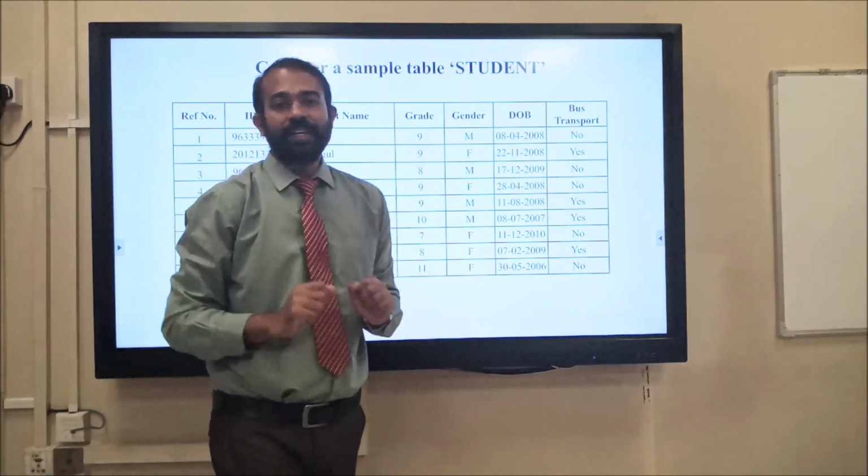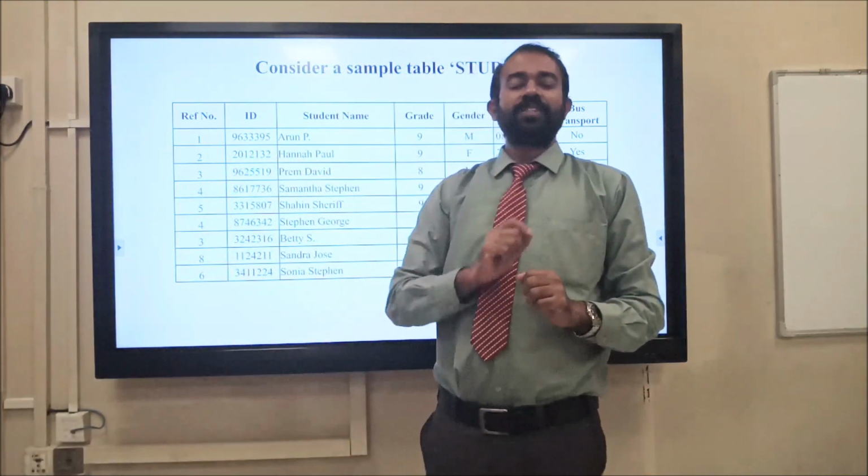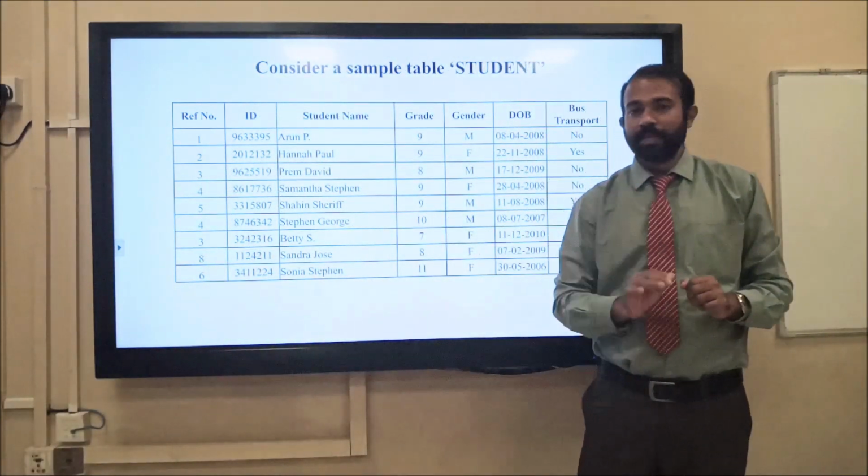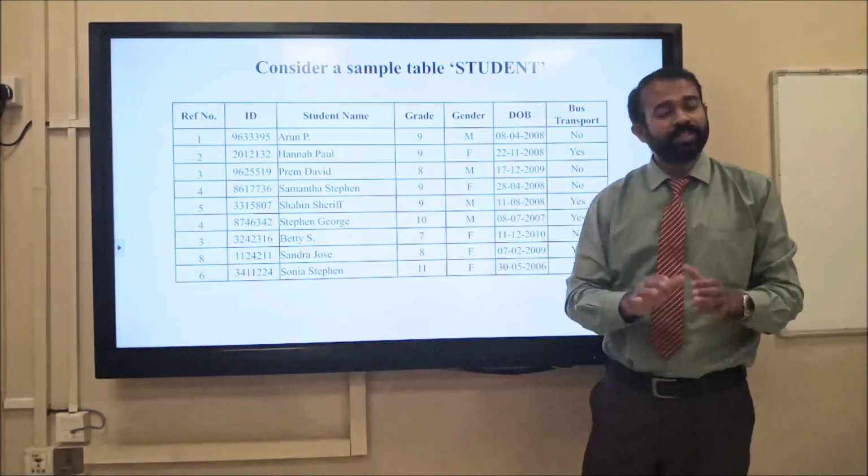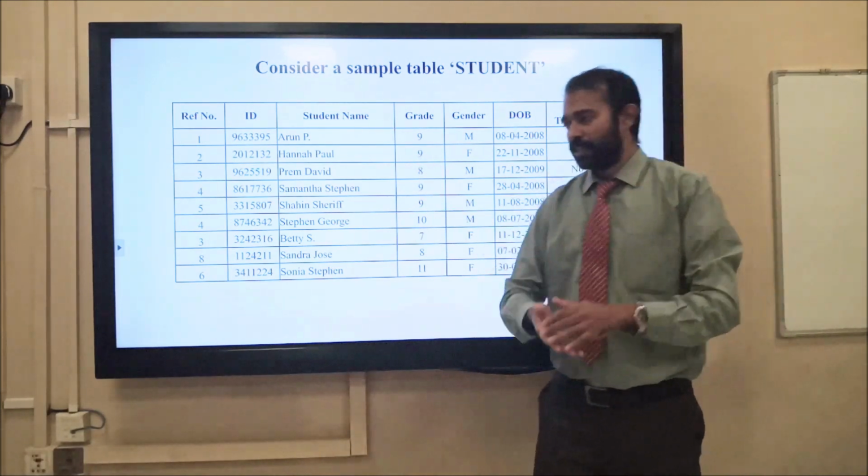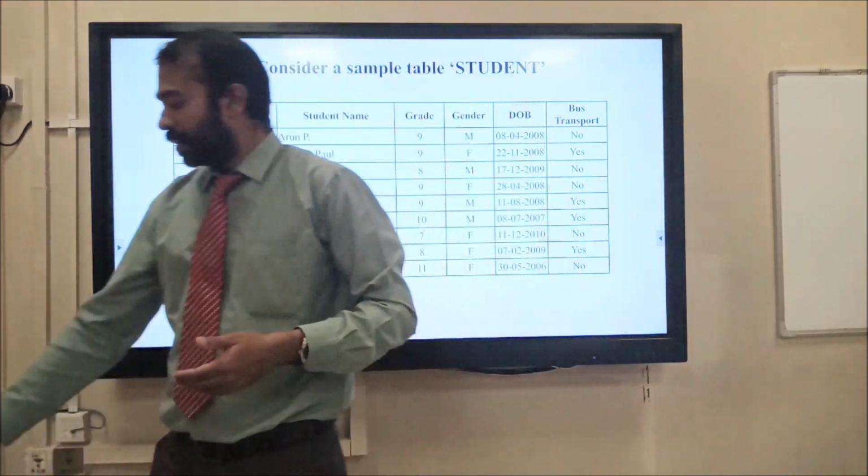So in a computer science database, the data are stored in the format of a table and a table consists of rows and columns. Now we are moving towards our topic.